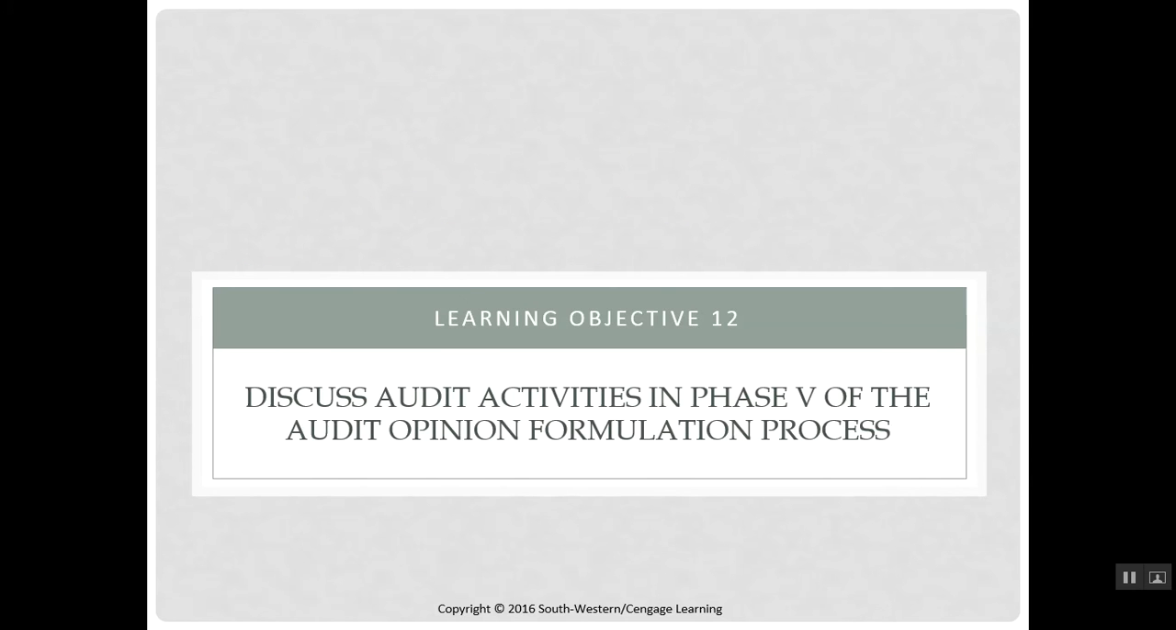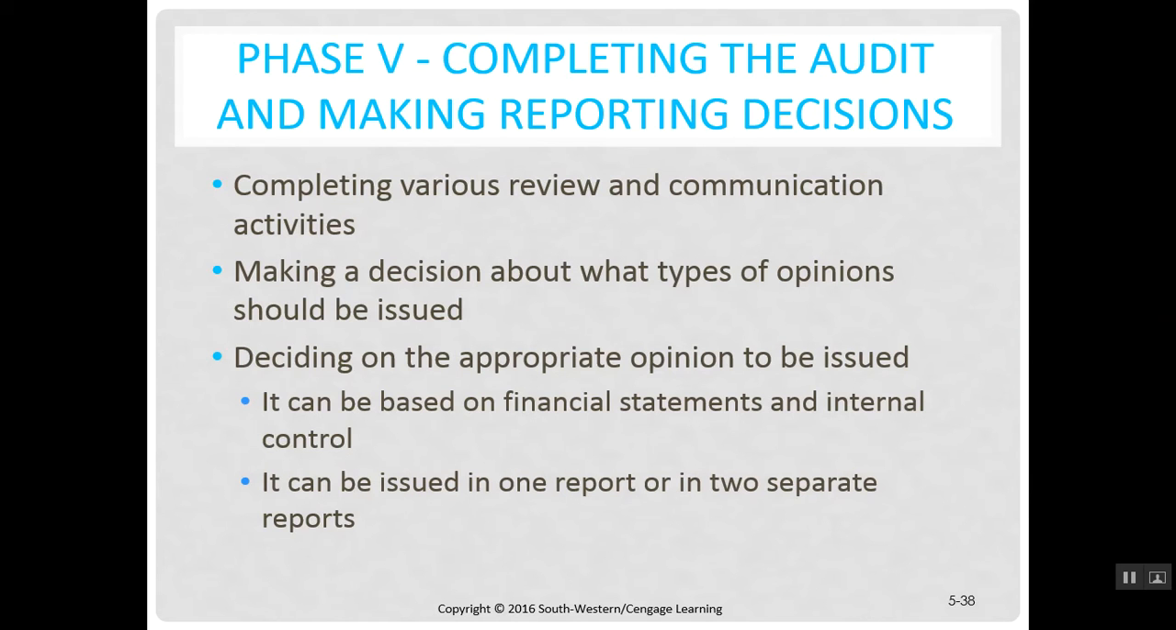And then finally, the final phase is the formulation of our audit opinion and completing the audit. Here we complete various review and communication activities. So we need to communicate with management regarding our findings, get a management representation letter, make a decision about what types of opinions should be issued, and decide on the appropriate opinion to be issued. It can be based on financial statements and internal control, and it can be issued in one report or two separate reports, depending if you're doing an integrated audit or not.